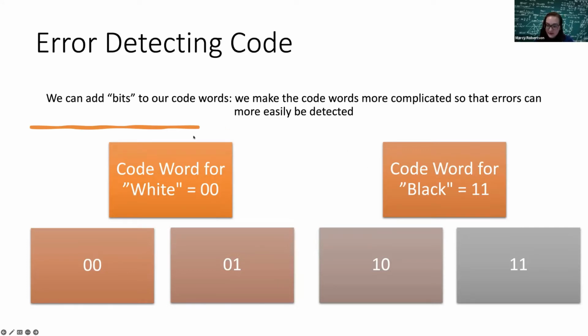So to do this in our example for this black and white cat, let's increase the number of bits in our code word for white. Let's now say it's 0, 0. And let's increase the number of bits in our code word for black. Let's call that 1, 1. So now when I transmit my image to my friend, I'm going to send 0, 0 for each one of the white squares and 1, 1 for each of the black squares.